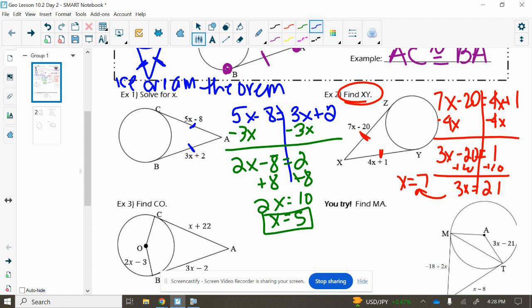Now our segment XY is this one right here. So when we plug back in, 4 times 7 plus 1 is 29 units.